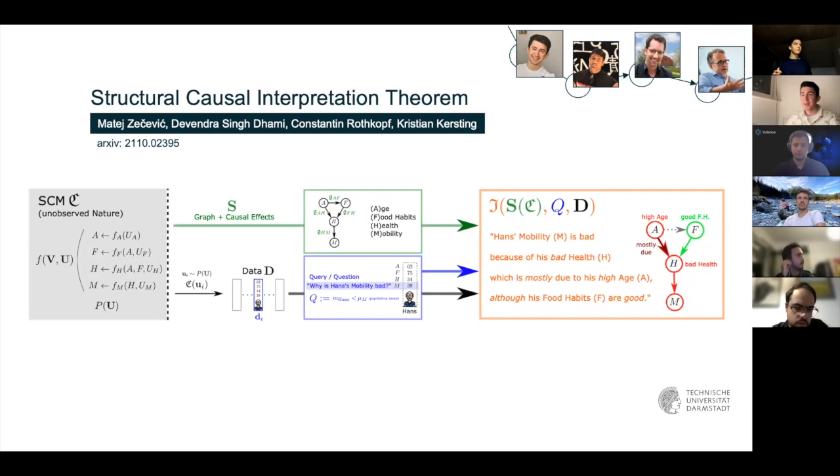And now let's say you have the green box as well, the causal model or an assumption about the causal model. And now you can generate the thing on the right automatically. And I think that's so dope. Hans' mobility is bad because of his bad health, which is mostly due to his high age, although his food habits are actually good. So you get a full, complete explanation simply from the causality, the data, and the question you are asking.